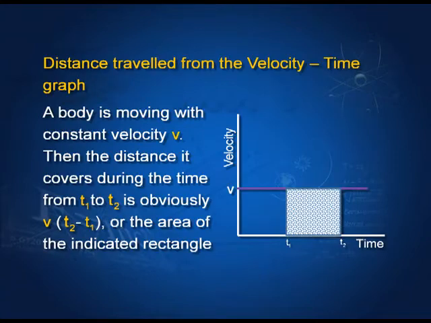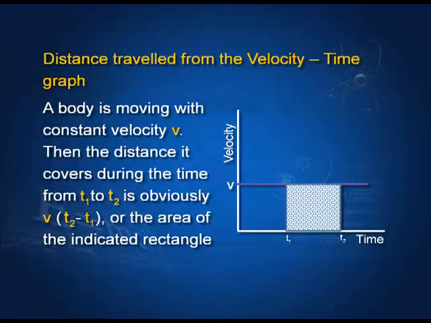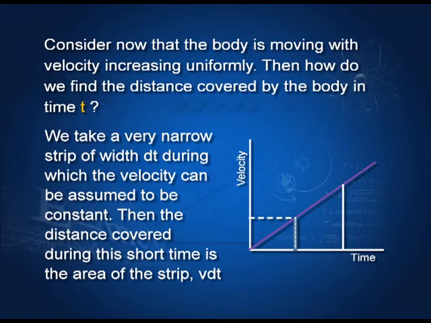Now, given a velocity time graph, how do we find the distance covered? If the velocity is constant, then it is easy. Between time t1 and t2, the distance covered is v into (t2 minus t1). So, there is no problem. But if the velocity is changing uniformly, let us say, then how do you find the distance covered?